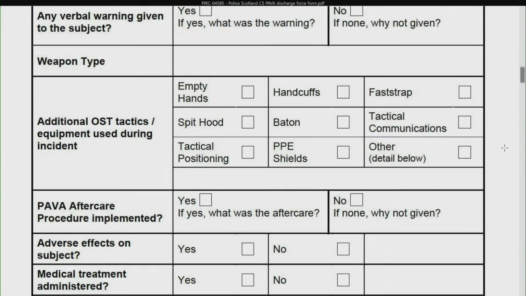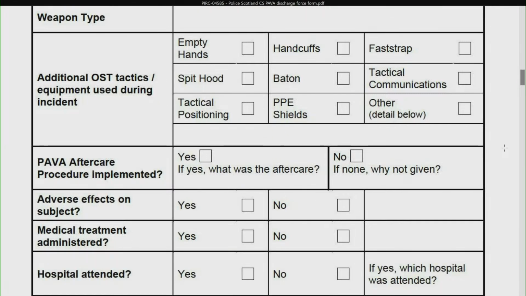And then if we could just look further down. There is also additional OST tactics and equipment used during incident, and there is a section that talks about empty hands, handcuffs, fast straps and other items there. Yeah, that form seems particularly focused on the use of an irritant or incapacitant spray, whereby a general use of force would start with the empty hands, etc., and PAVA or CS discharge would be one of the tactical options, rather than being specifically around PAVA. Absolutely. Thank you.